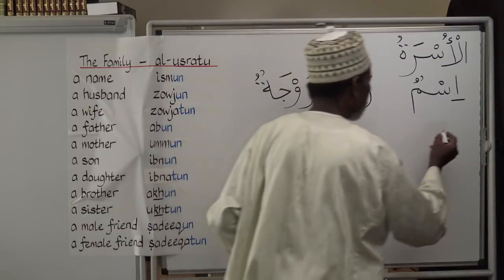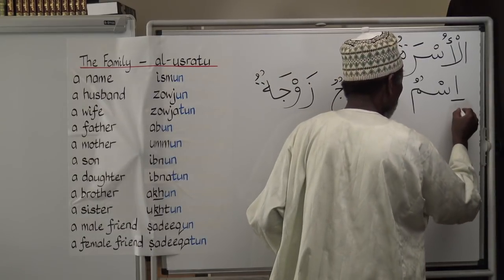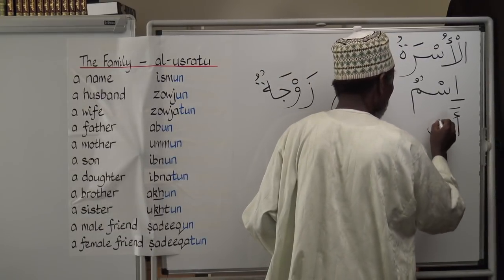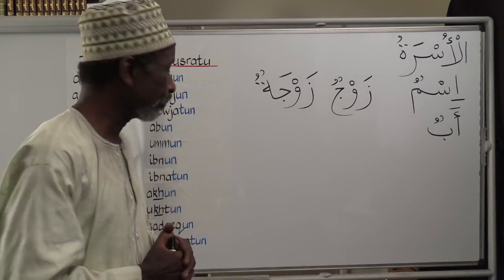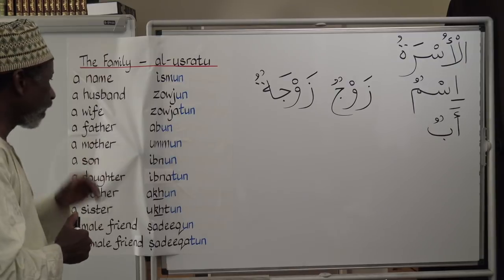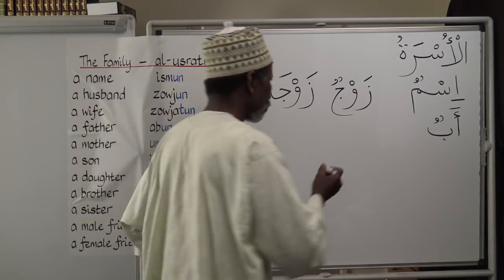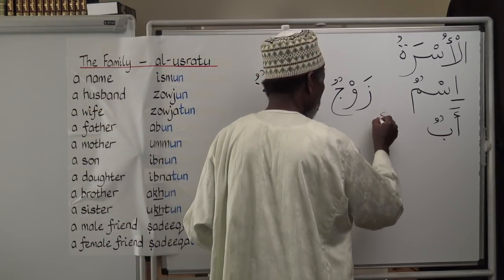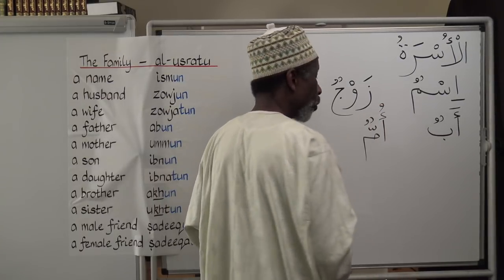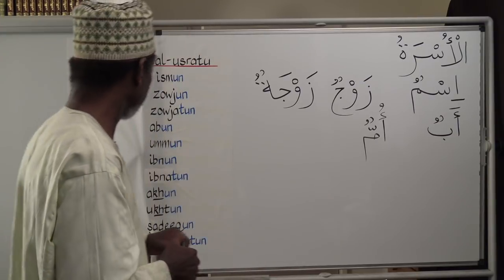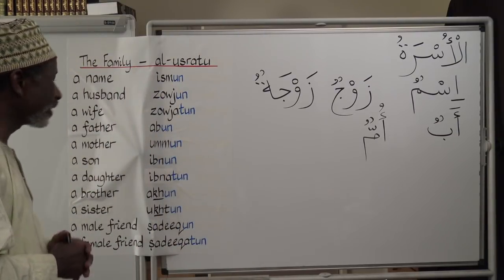Abun. A father. Abun. You can call it walidun as well. A mother. Ummun. Ummun. Walida. Ummun. A son.